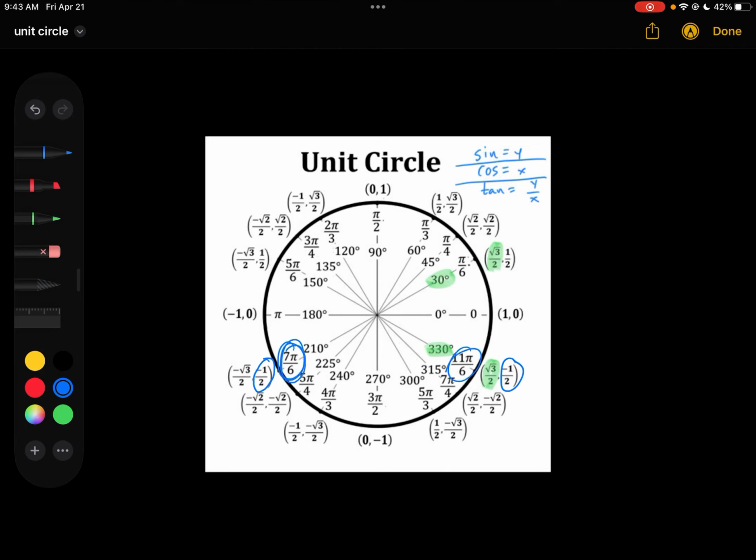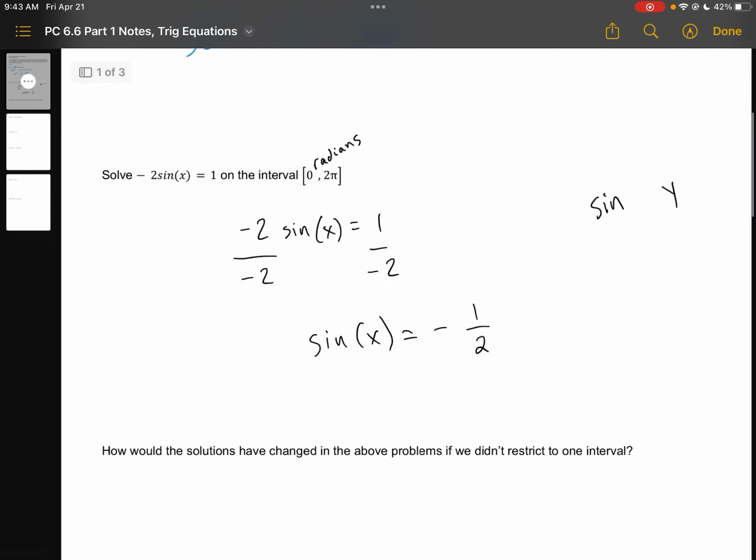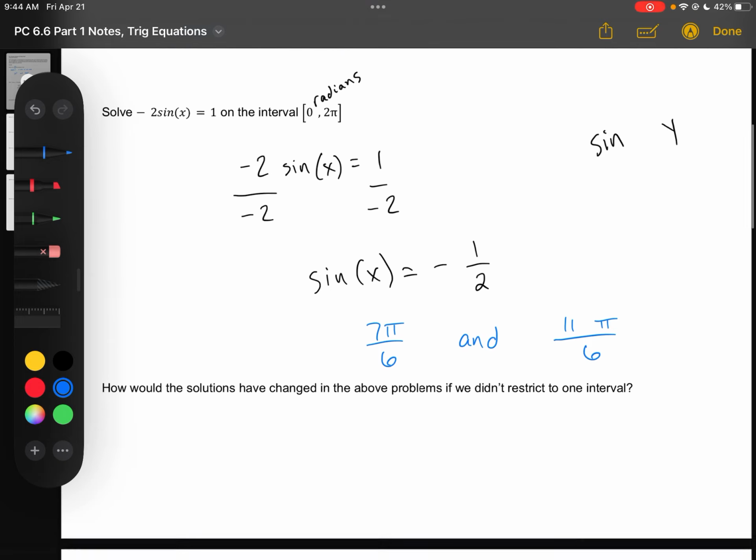So 7 pi over 6 and 11 pi over 6, because that is the unit that we are working with here. So back over here, we're going to see answers of 7 pi over 6 and 11 pi over 6 as well. So again, if this rotated more than a full time, we'd have more work to do, but we don't because we are here, we're happy, we did everything that we need to do for a single rotation.